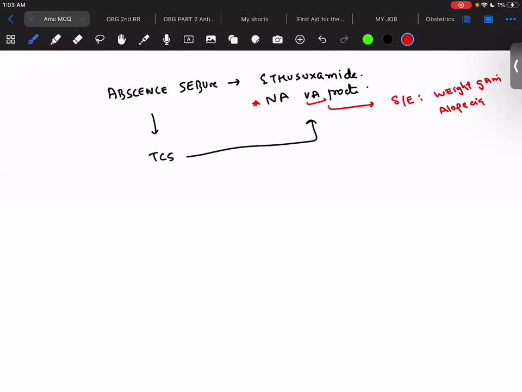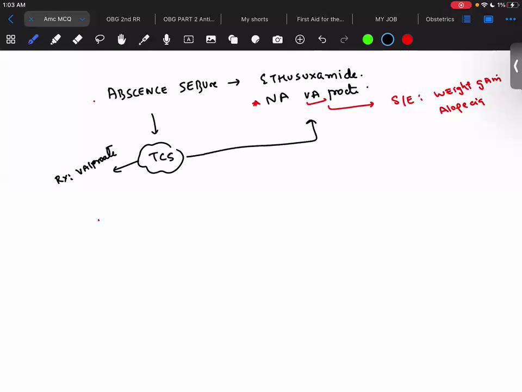We will now discuss, after absence seizure, tonic-clonic seizure. Of course, for a patient with tonic-clonic seizure, if there is a frank or pure tonic-clonic seizure, valproate is the treatment.